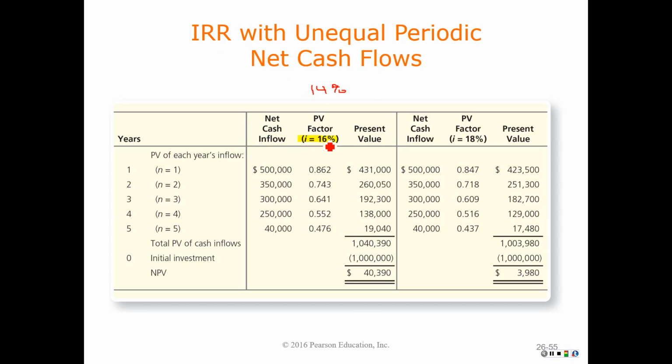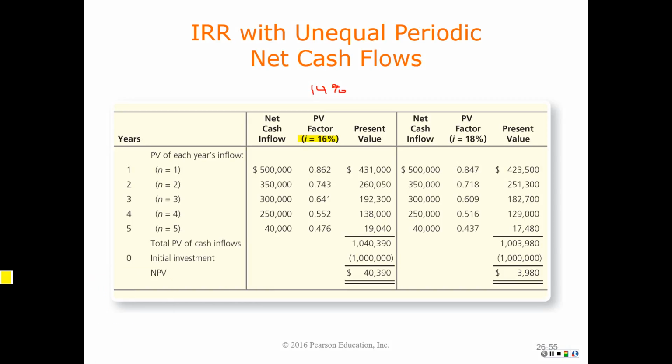When I plug in the 16% factor and calculate the present value of my project, it is still above the initial investment. So the present value of my inflow still does not equal my initial investment. I still have a positive present value. If that's the case, I know that we're generating a higher return. So let's try again. Once again, as I mentioned, this is trial and error.